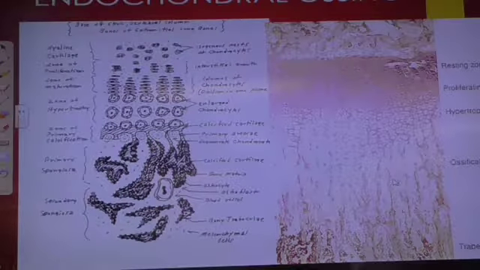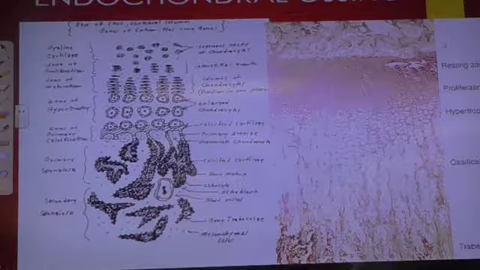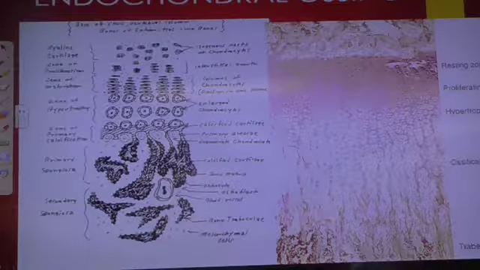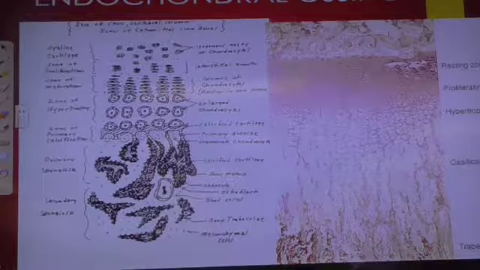And I always like to put a picture of endochondral ossification. These are the different zones. So we have the resting zone, proliferating zone, zone of hypertrophy, and ossification, and then it becomes what we all know as trabecular bone.